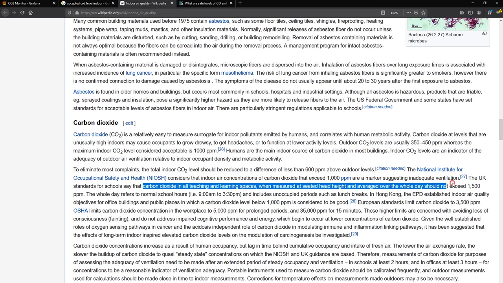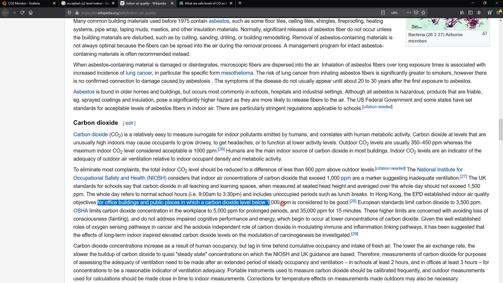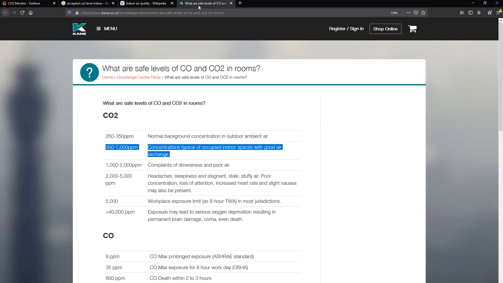Levels between 1000 and 2000 ppm are associated with poor air quality and could cause a general drowsy feeling for people. In my case, at least 4 months a year when it's cold outside and I'm sleeping with windows closed, I am getting levels of CO2 well above 1000 ppm at nighttime. And that's not good news for me.